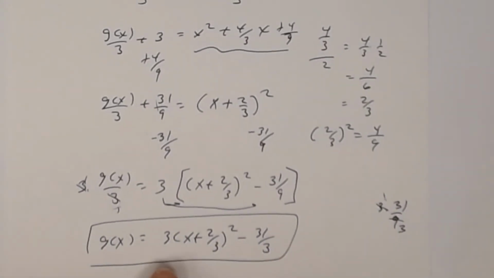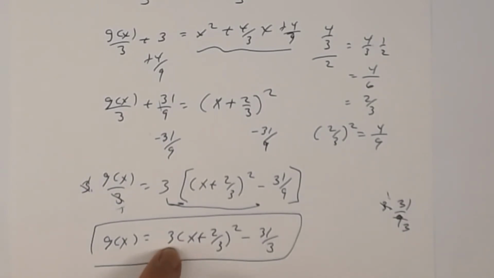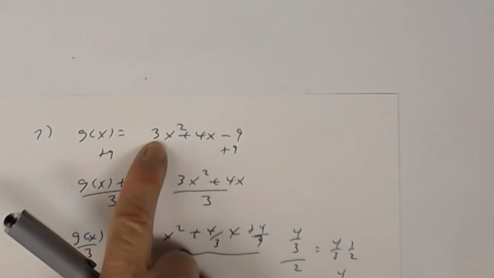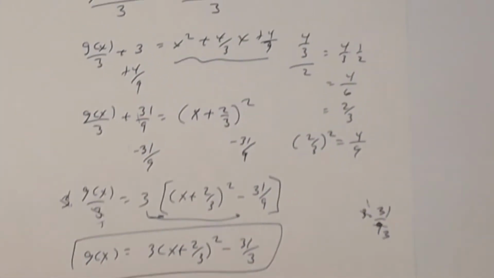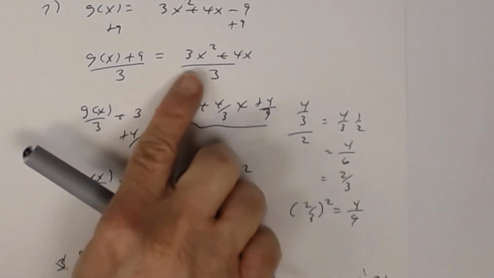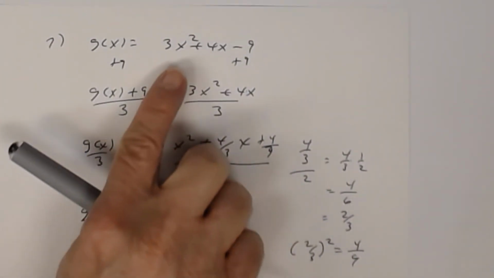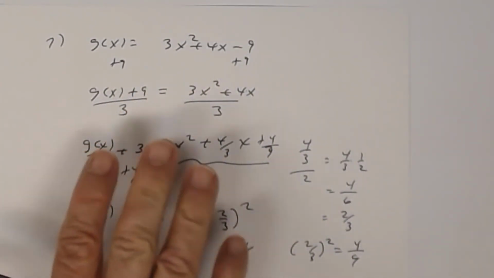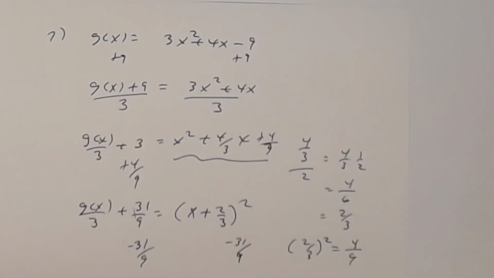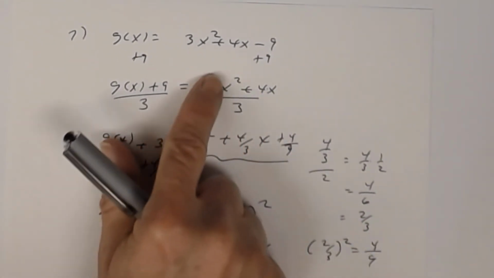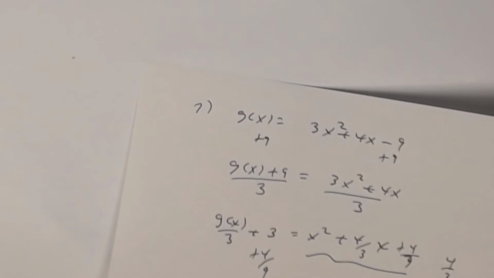And always verify that the a is at least what it was. So this a is 3. In your original function, the a was 3. Okay? All right, so that's just going ahead and dividing both sides by 3. Let's go ahead and do the same one by factoring out the 3. So let's see what happens there.